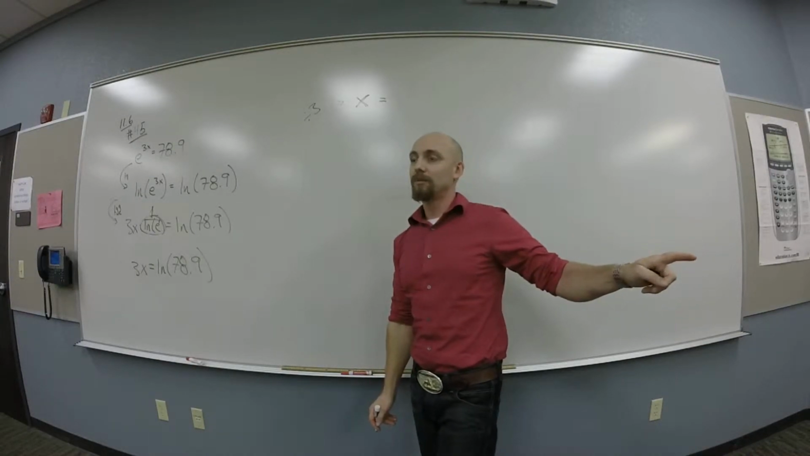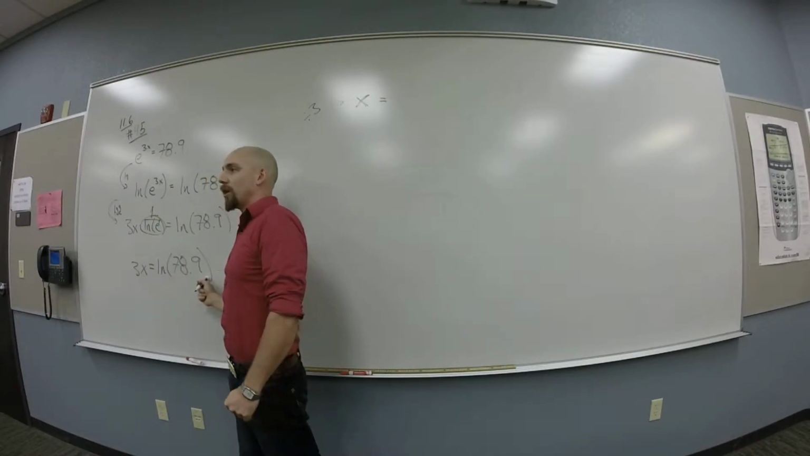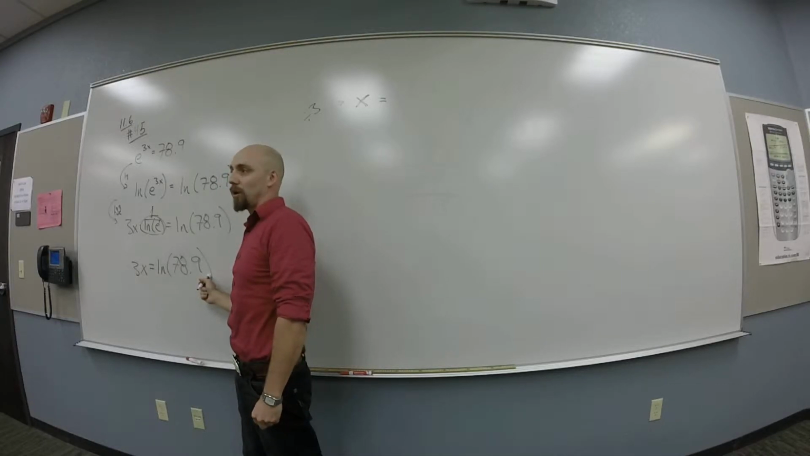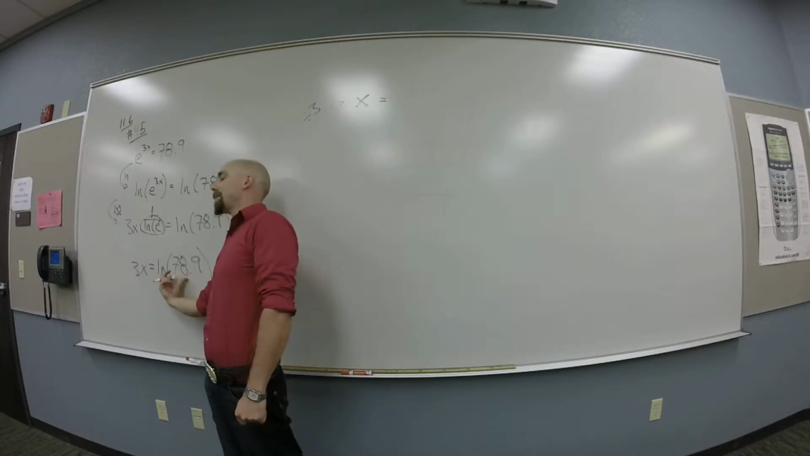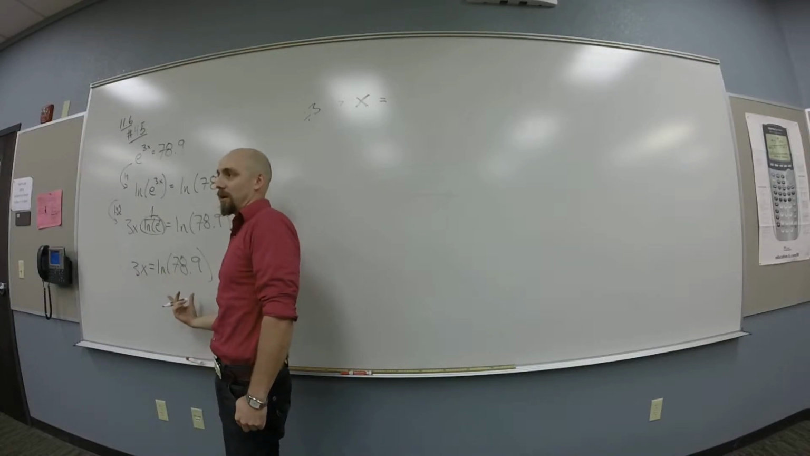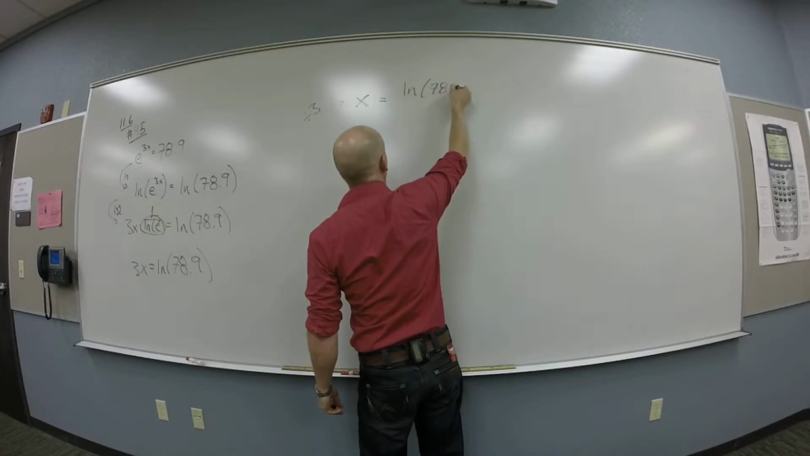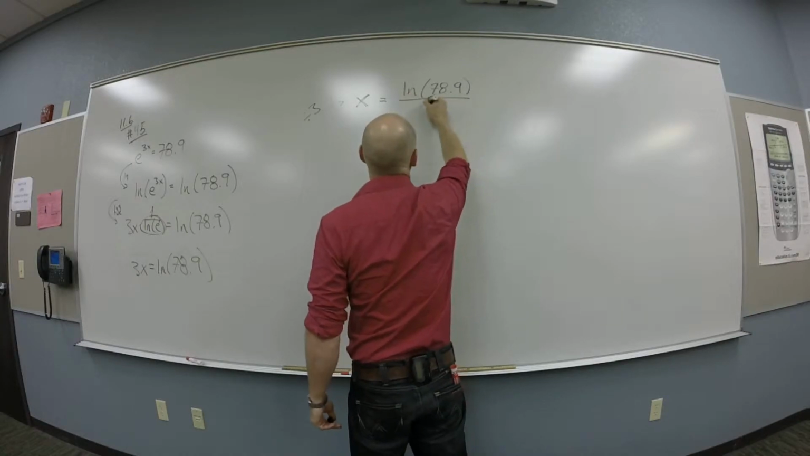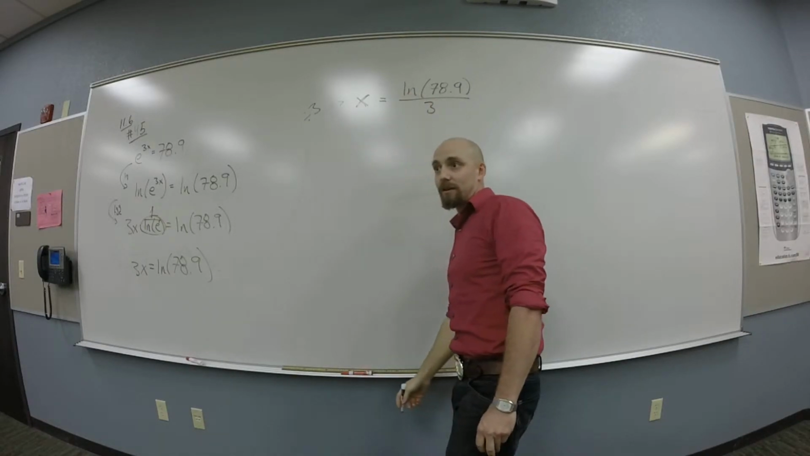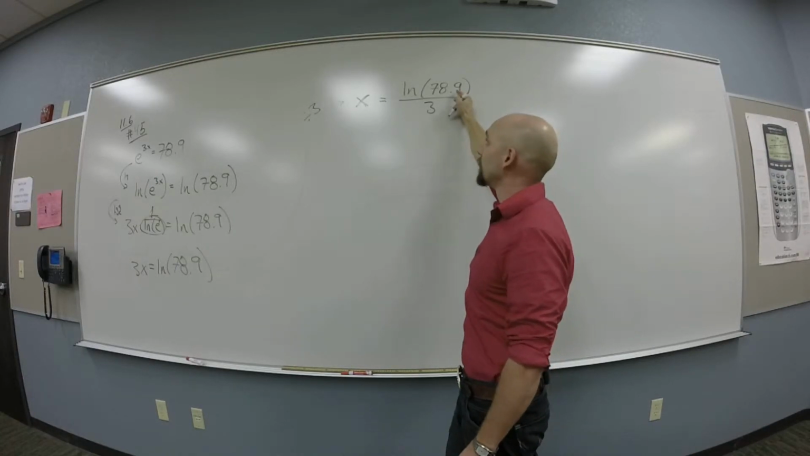You guys see that? Careful. This is a rule, right? Log of 78.9 is a rule that I've done to 78.9. When I divide by 3, I still have to follow the order of operations, which means that grouping happens first, then I divide by 3. So I should get log of 78.9, which is just some number, divided by 3. This piece and this piece don't go together, because first I have to do the log.